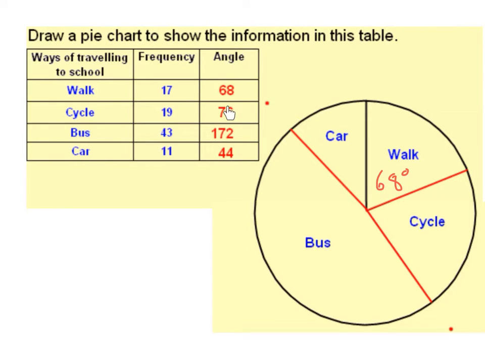Then we multiply all the other frequencies by 4. 19 by 4 is 76. So cycle is going to be 76 degrees. Again, this time we line the base of our protractor up with this line here. We measure the angle, 76. We put a dot outside the circle, take our protractor away, and join up the dot with the center of the circle. So cycle is 76 degrees. Then 43 times 4 is 172, so bus is going to be 172 degrees. And 11 by 4 is 44, so car is going to be 44 degrees. And now we have our complete pie chart.